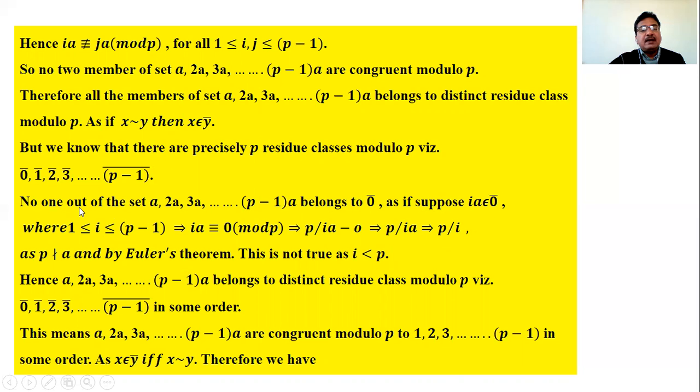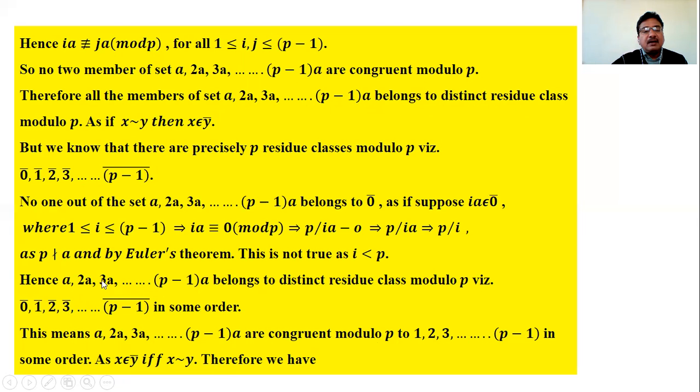That is, no one out of the set A, 2A, 3A, up to P minus 1 times A belongs to 0 bar. Means all these belong to either 1 bar, 2 bar, 3 bar, up to P minus 1 bar. Hence A, 2A, 3A, up to P minus 1 times A belong to distinct residue classes modulo P, namely these, removing 0 bar, in some order. Because no one belongs to the 0 bar, and all these members belong to distinct residue classes, A, 2A, 3A, up to P minus 1 times A are congruent modulo P to 1, 2, 3, up to P minus 1 in some order.